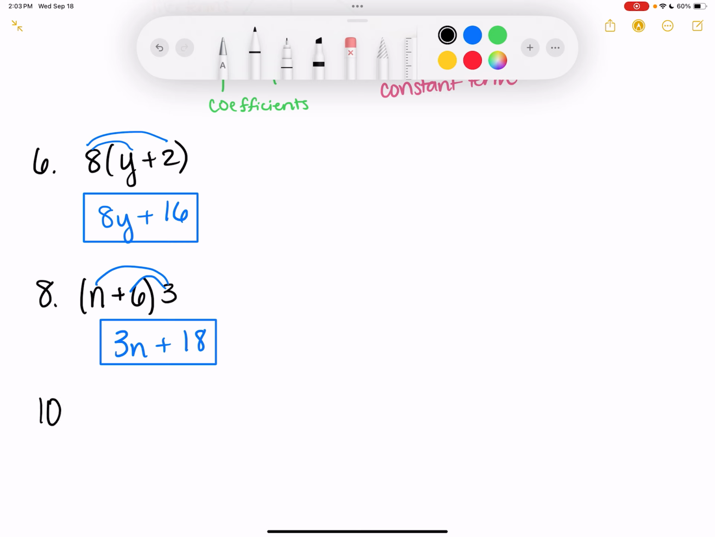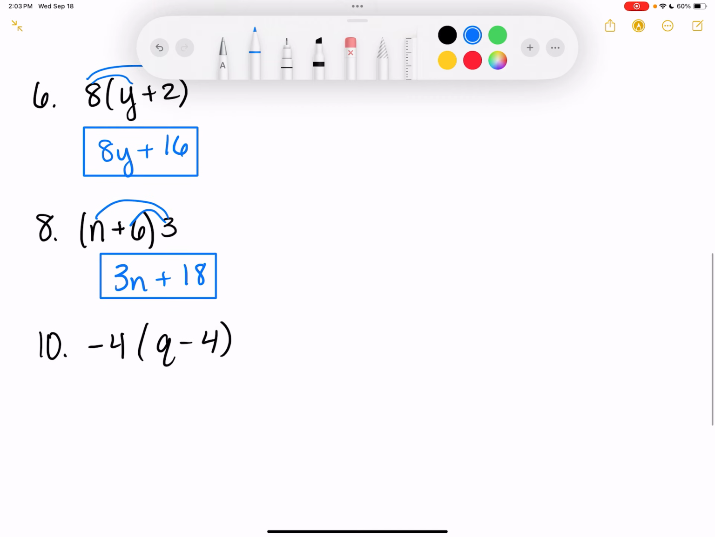Number 10: -4 times q minus 4. What would I get with this one? -4q minus -16. No, plus -16. So what's negative times negative? Positive, so it's going to be positive 16. So we have to really make sure we pay attention to signs on these ones so you don't miss something really small like that.